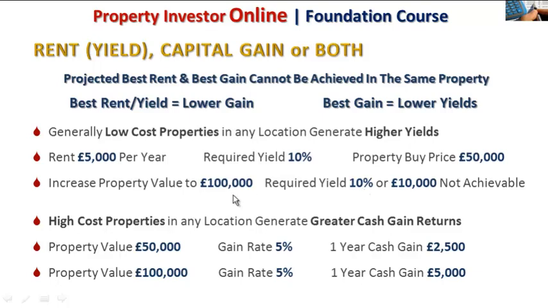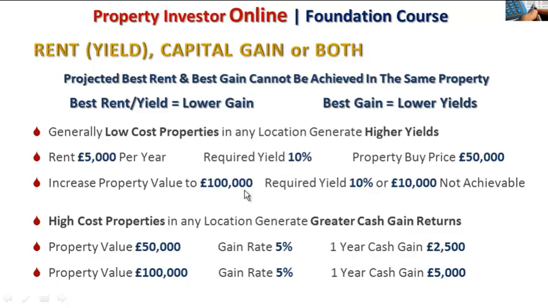So increasing the value of the property to £100,000 still requires a yield of 10% or a rent of £10,000, double the £5,000 on the £50,000 property. And this rent of £10,000 is simply not achievable. As you increase the value of the property, you don't proportionally increase the value or the rent achievable. Now you might ask, if that is the case, why do people buy £100,000 properties if they can't get the 10% yield that they're looking for? And I'll show you why in the next section.